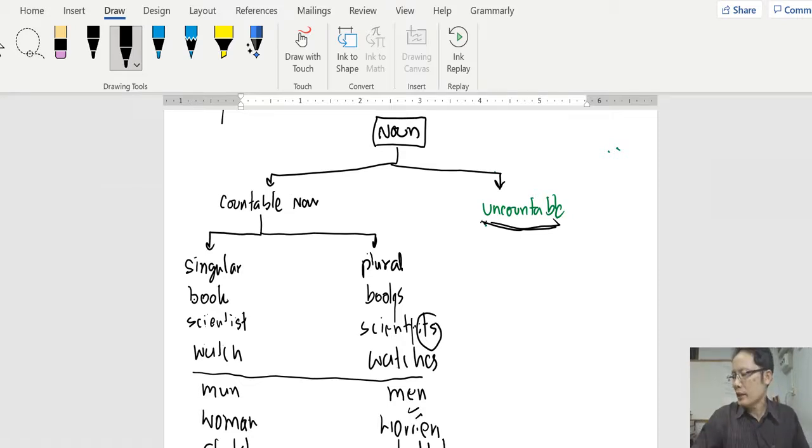Why, Ajahn, I can count the money my mother gave me in the morning before going to school. My mother gave me money and I count it, 1,000 baht. But if we ask people how much money you have, we don't say how many monies you have.